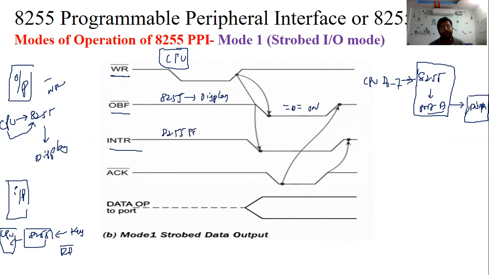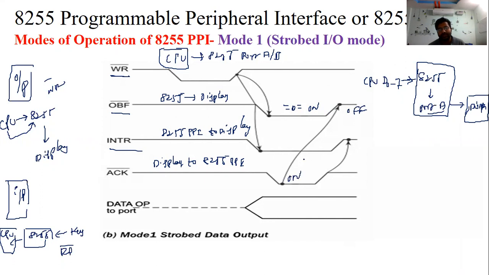See this: 8255 PPA to display, and here the CPU to the 8255 port A. Once the data is ready to be accepted by the device, this OBF goes off, and then the acknowledgement is on.